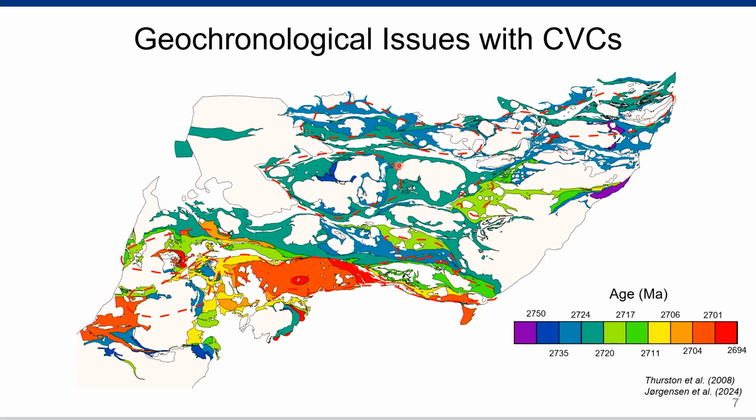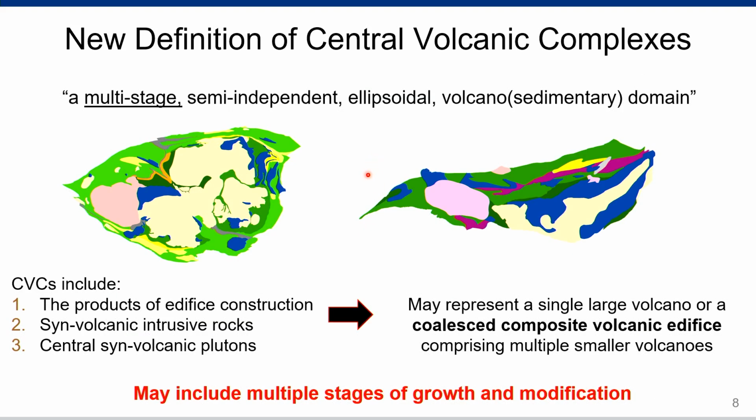But what you'll note is these central volcanic complexes from Goodwin and Riddler cross multiple boundaries and often include units of very disparate ages, particularly in the southwest here, where we have Deloro ages, 2735, in contact with things like Blake River that are much younger. So we have to modify the definition a little bit in order to use this.